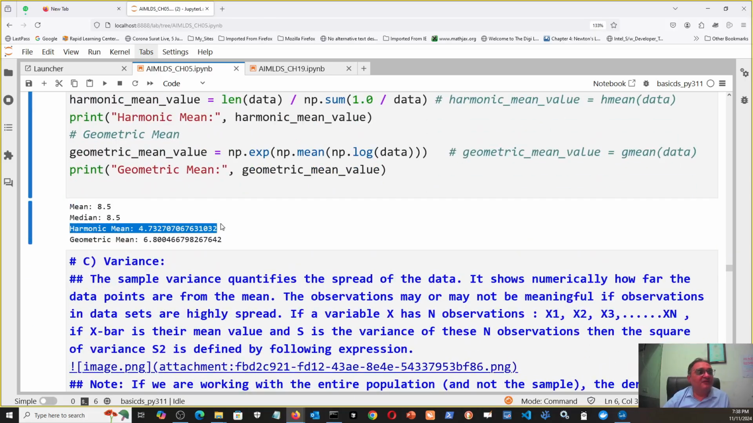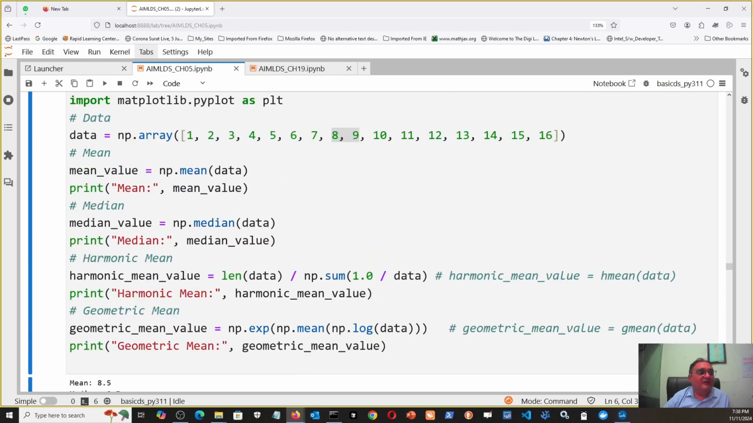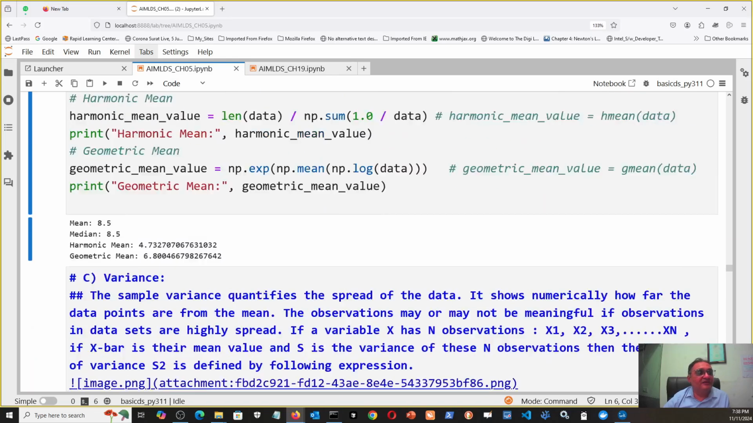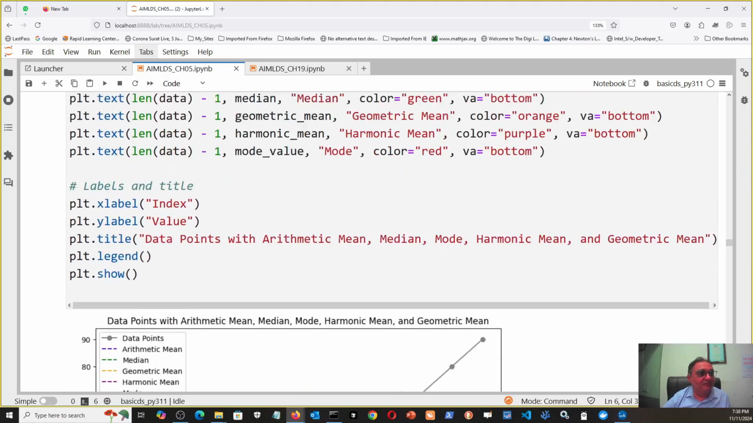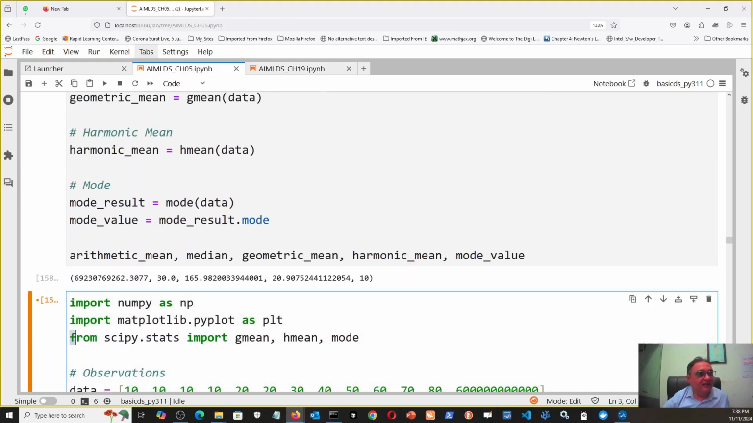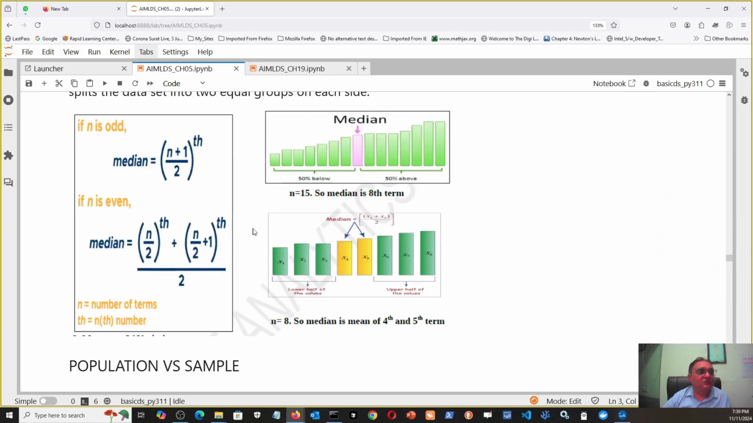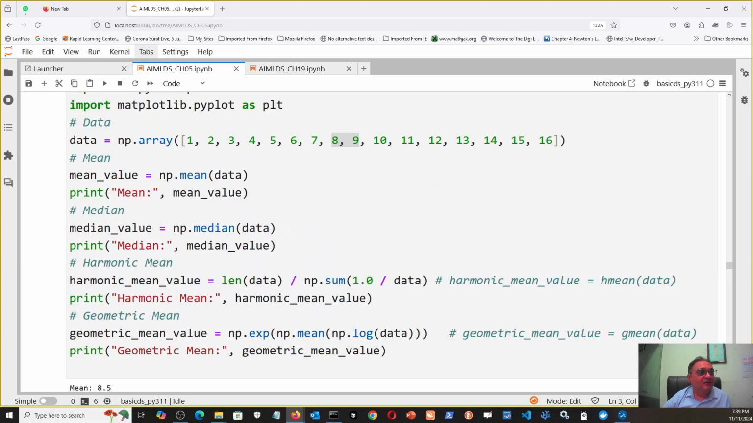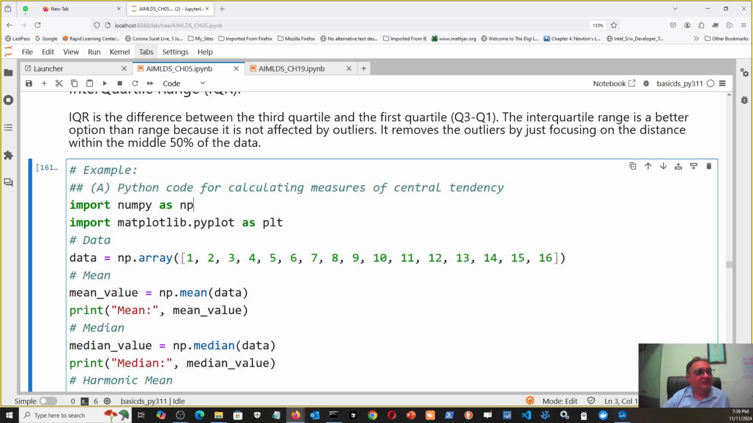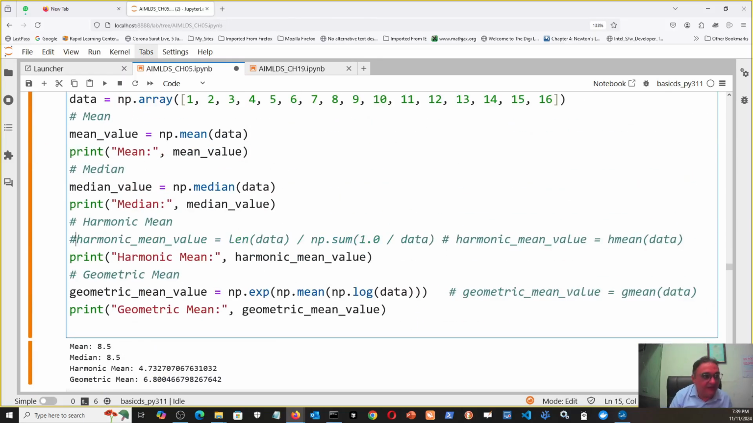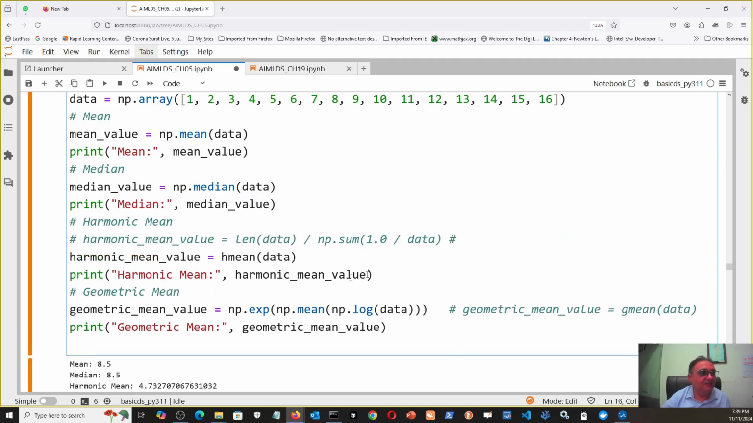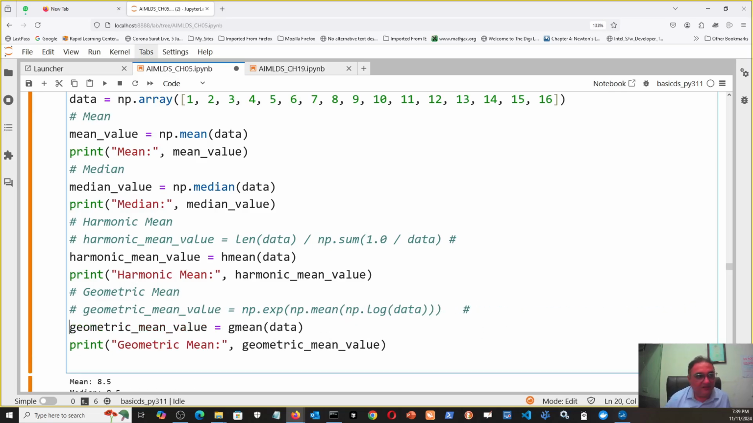Fine. Now the harmonic mean can be found by hmean of data, and the geometric mean by gmean of data. Let me try that method too, because many people may not be comfortable otherwise. From scipy.stats import gmean, hmean, and mode. I had shown this earlier, but once again. Now I comment out this line that finds the harmonic mean by definition, and make this line functional. Similarly, I comment out the geometric mean by definition, and make this line functional.